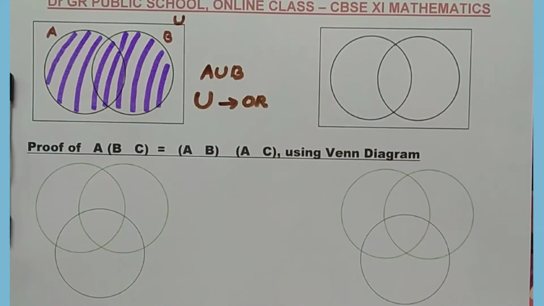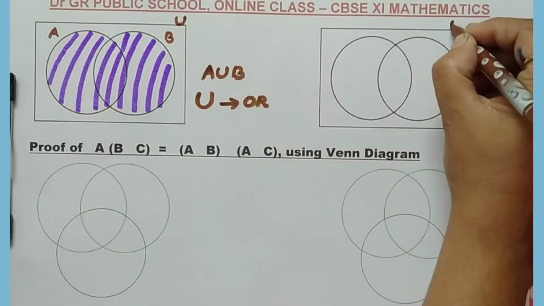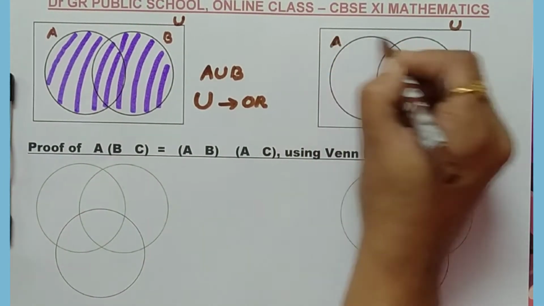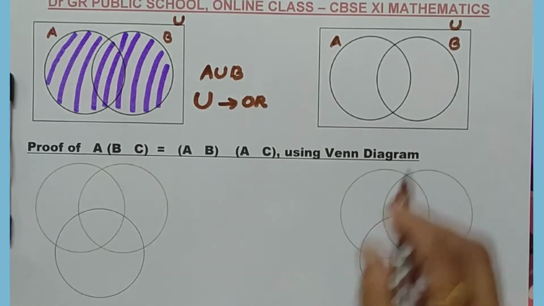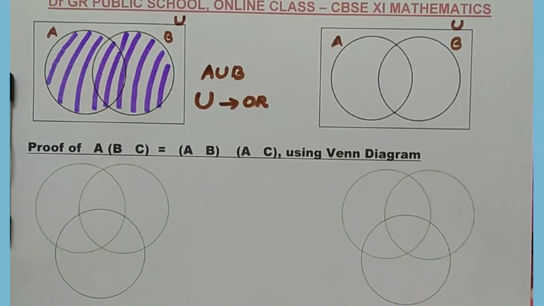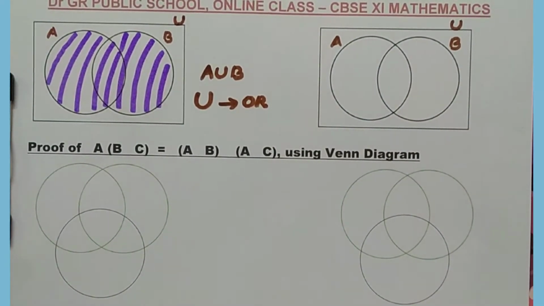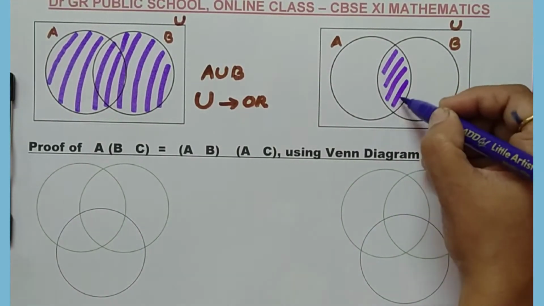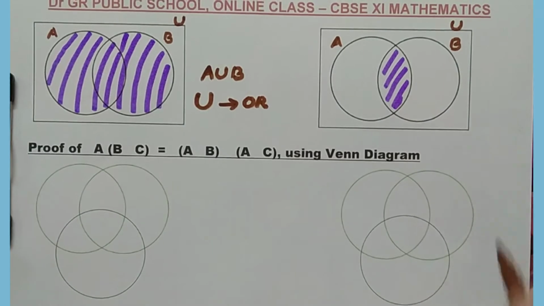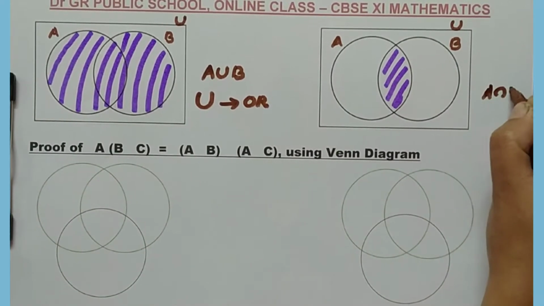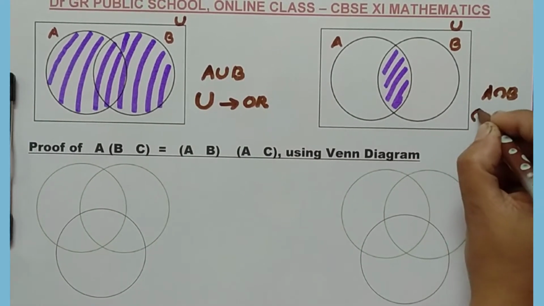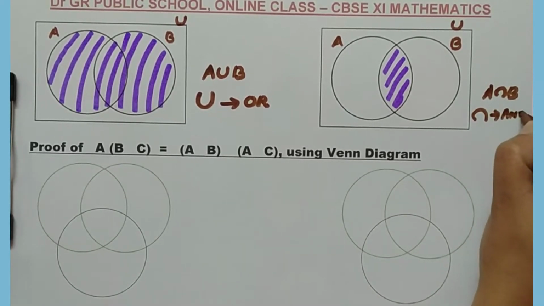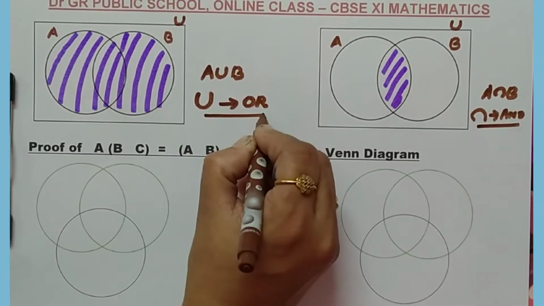But in the case of intersection, U is the universal set, A and B are the two given sets. A intersection B means the area which is common for both A and B. That is, this represents A intersection B. Intersection is used in the word problem by means of the word AND. Remember this. OR and AND.